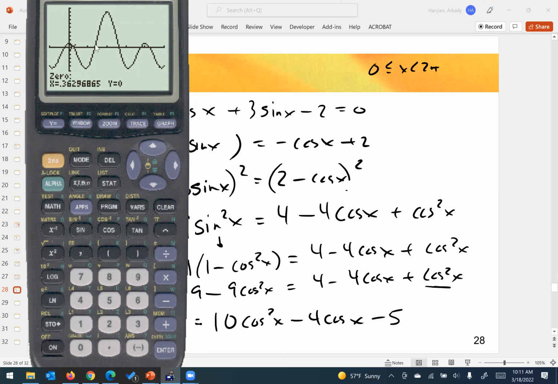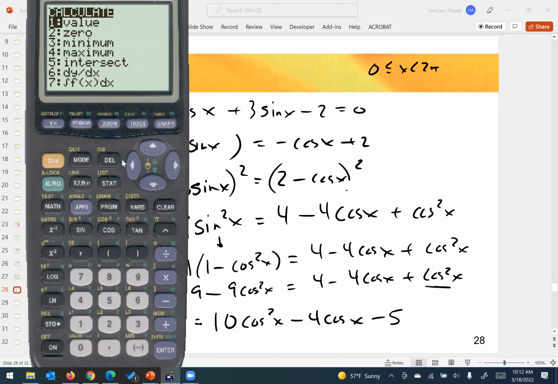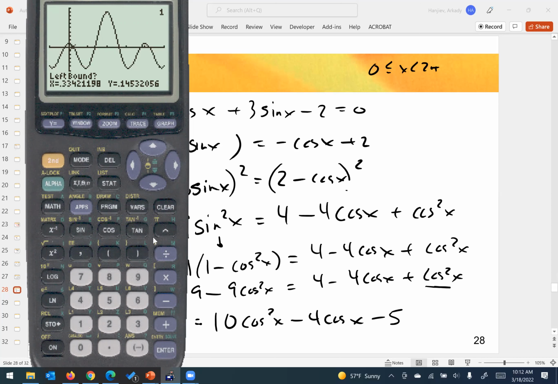That's one radian measurement. You have to do the same for all of them: 2, 3, and 4. Let me do that again. Click on calc menu, number 2, which is zero. Then we want to be on the left bound, the left side of the zero, but not crossing any other zero. About right there is probably the best way to do it.